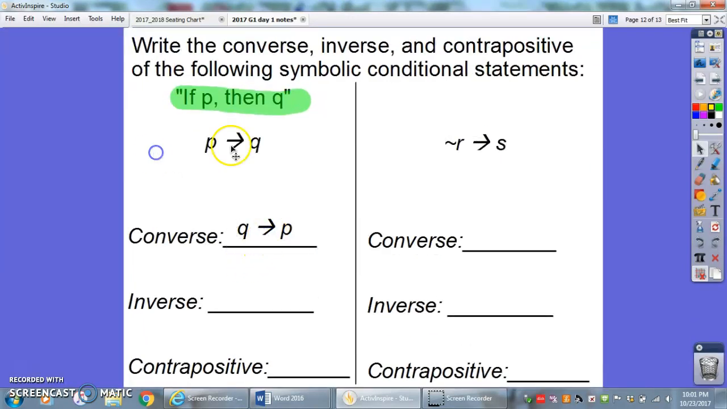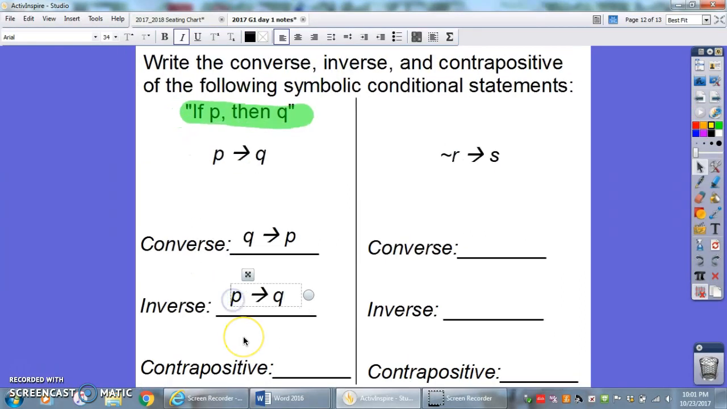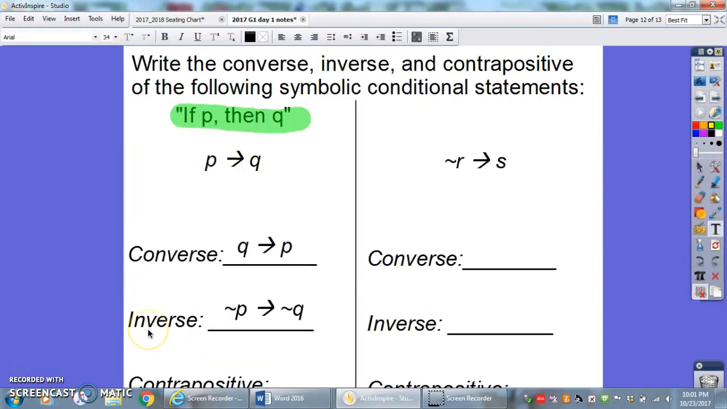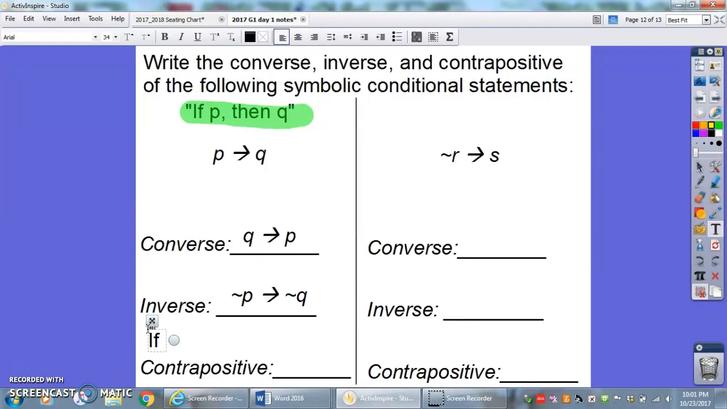Alright, so inverse, let me duplicate this again. Now I'm going to have to negate those letters. So the not symbol is that squiggle. So I'm going to put a squiggle in front. There we go. So all I got to do is add the squiggle in front. So now it says if not P. I'm just going to write this down. It might help you. So if not P, then not Q. That's how you would translate that.